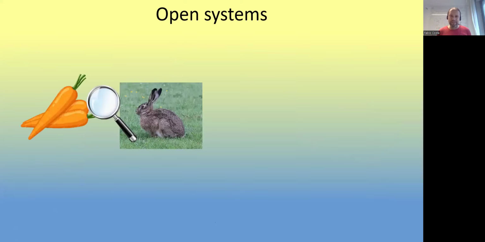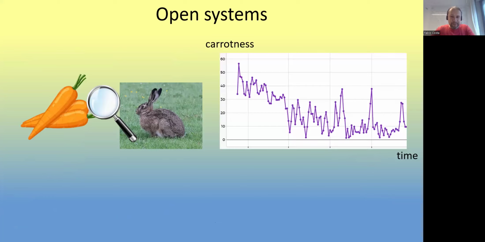So what is the idea? We have an observer that is monitoring a system. The observer here is a hare. This is a Swedish hare, and it's monitoring some carrots. The observer is interested in tracking how the system evolves in time. So it keeps measuring the system and sees how some property of interest, some carrotness property, evolves with time.